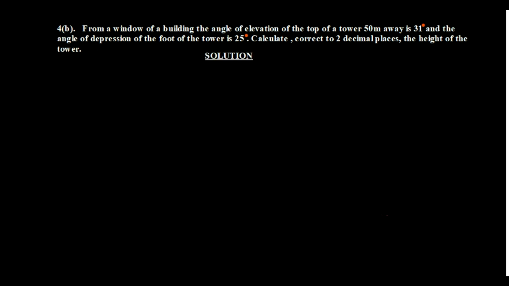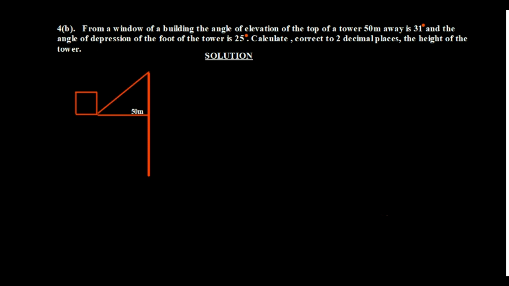In the solution here, we are going to draw the window, and we're going to draw the tower, and we draw the angle of elevation and depression, and we have to calculate the height of the tower. Now let's say this is the window, and we have a tower here. We don't know the height. That is what they asked us to calculate, and we have been told that the distance between the window and the tower is 50 meters. And from the window to the top of the tower, that is the angle of elevation.